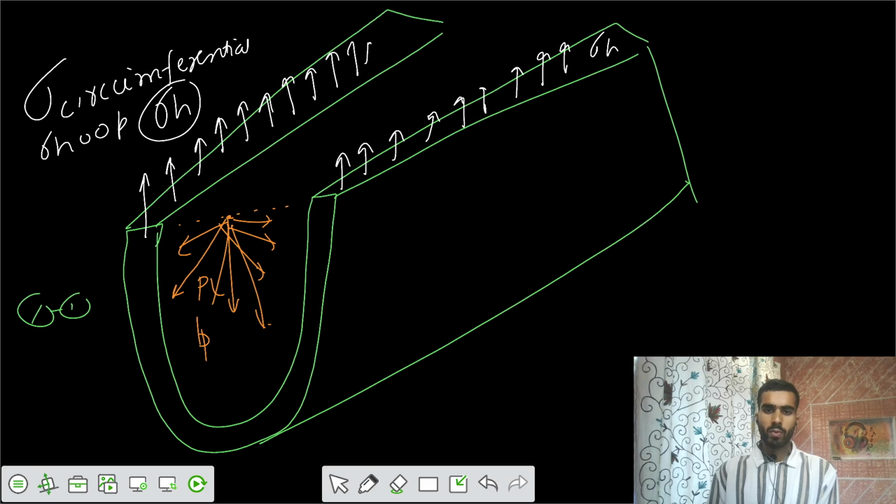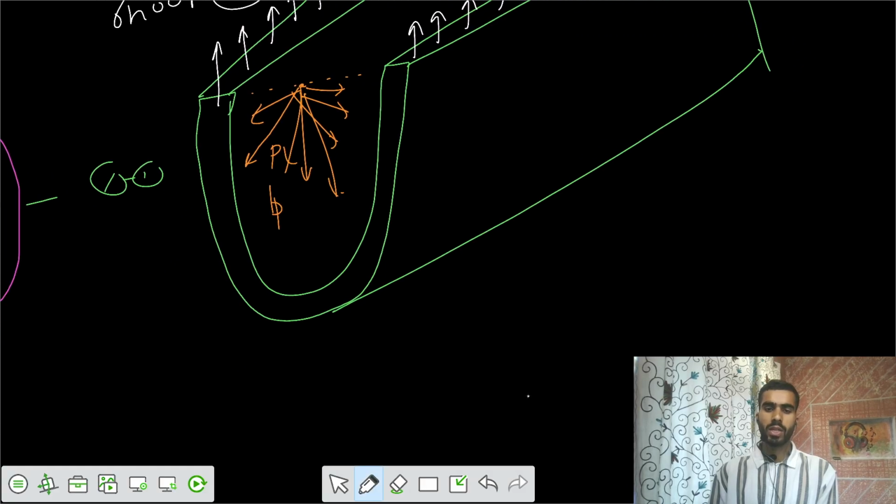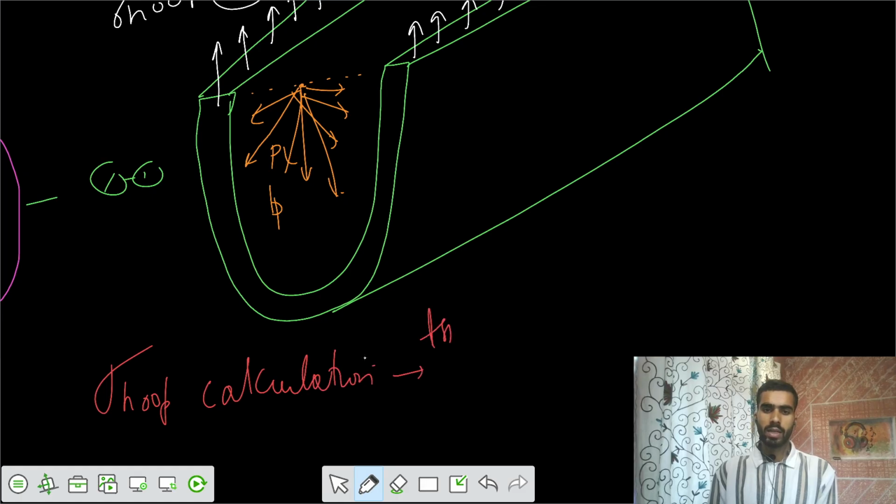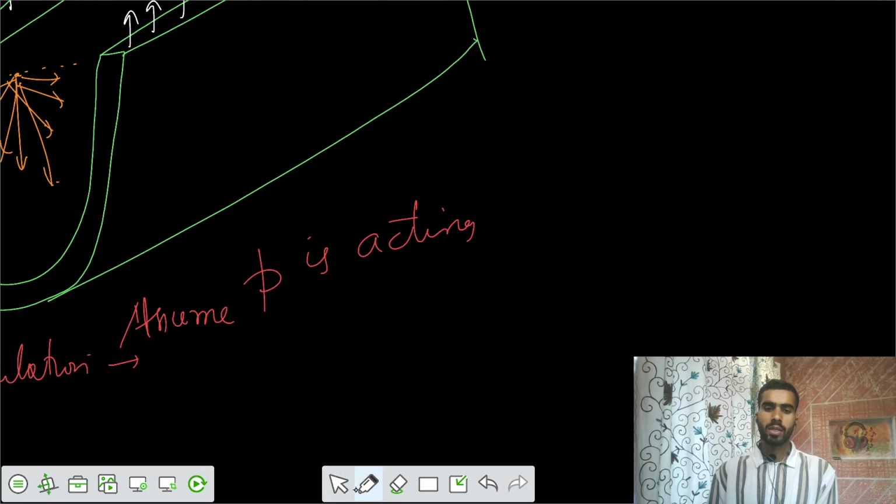Now, what is the value of that hoop stress? We make one assumption for the calculation of hoop stress. We assume that the inside pressure is acting perpendicular, not in different directions. We assume that P is perpendicular to the projected area of that section.